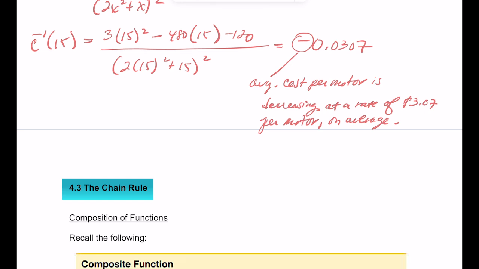And that's it. In the next lesson, we'll look at another very useful derivative rule, which is called the chain rule. If you have any questions, please reach out.